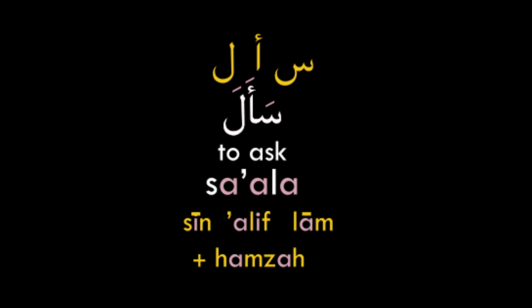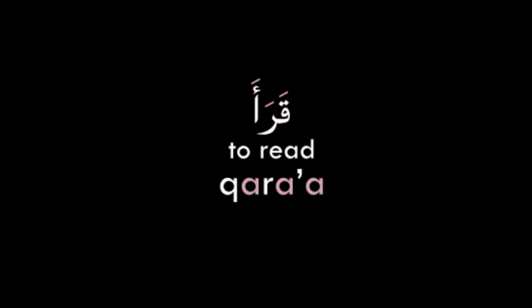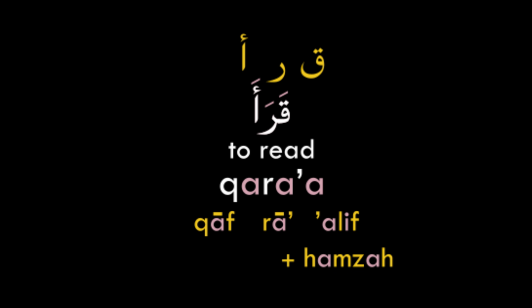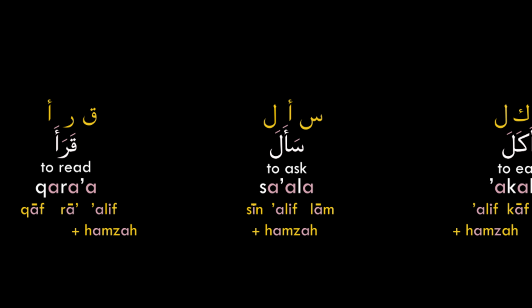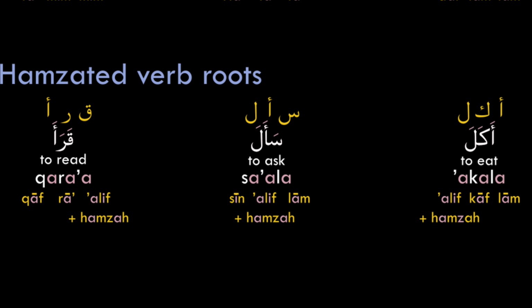Here the Hamza is the second letter, or قرأ. The root letters are قاف, ra and alif with Hamza. Here the Hamza is the third letter. We call this type of verbs by hamzated verb roots. الفعل المهموز.